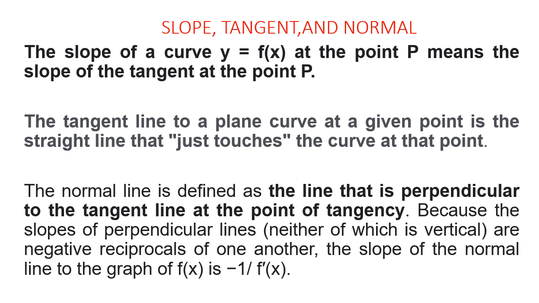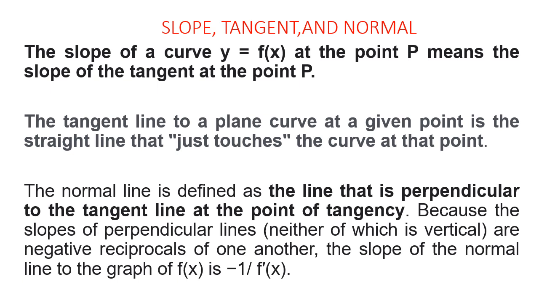Slope, tangent, and normal. The slope of a curve at a point P means the slope of the tangent at point P. The tangent line to a plane curve at a given point is the straight line that just touches the curve at that point. The normal line is defined as the line that is perpendicular to the tangent line at the point of tangency.